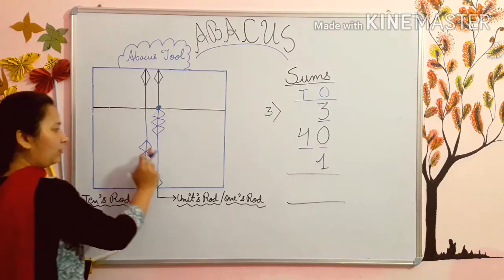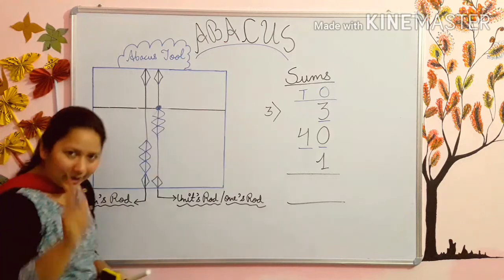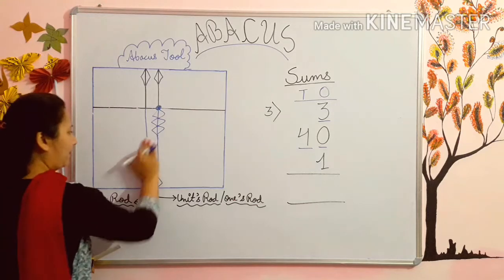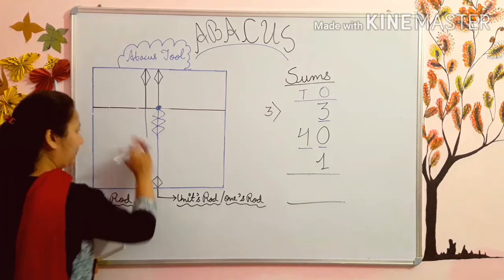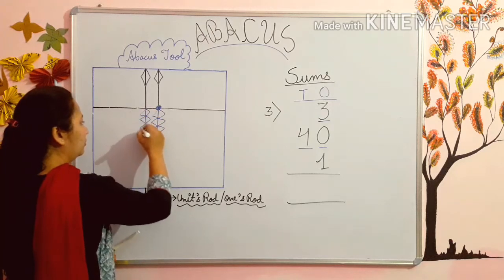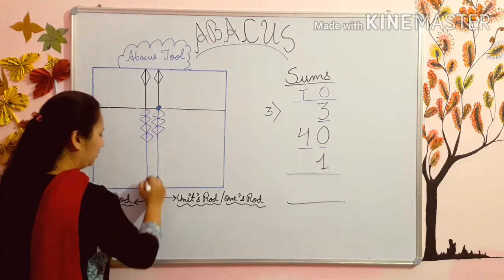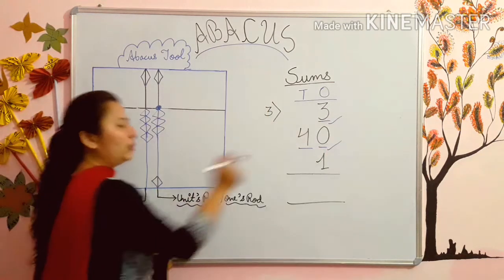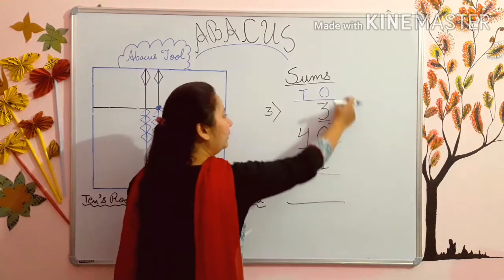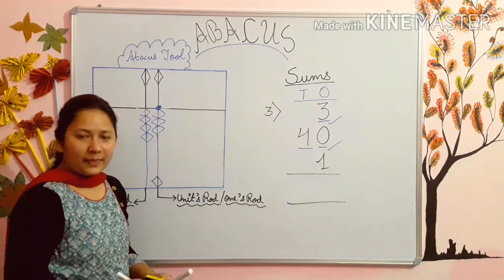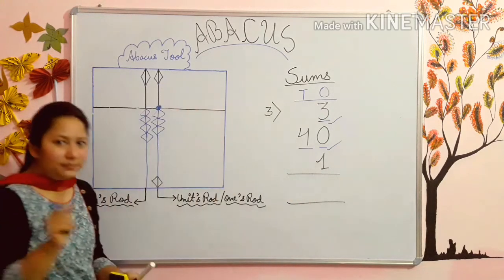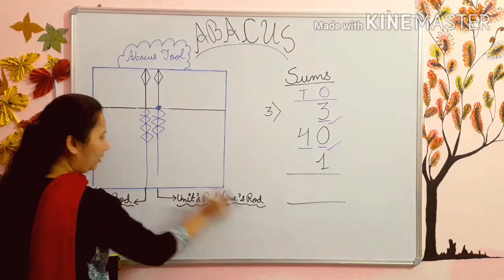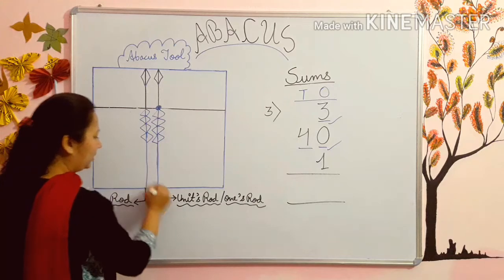So tens rod 4. Now 4, no sign means add. You have to add 4. Add 4 means put the 4 beads up. 1, 2, 3, 4. Very nice. Now this is done. This is done. Now the last is 1. So now 1 will go in ones rod. And 1, no sign is there means add. Add means put the bead up. So 1 in ones rod. Put the bead up. Now what is your answer?